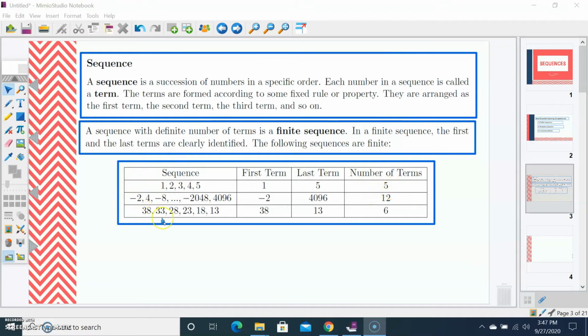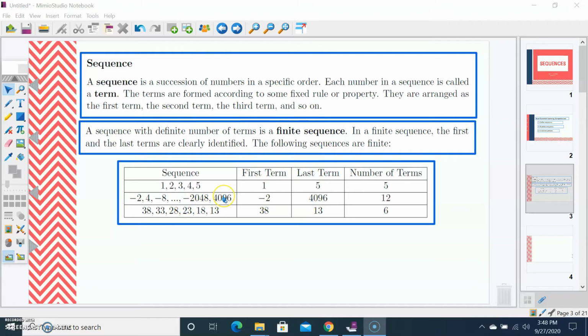And then on the second example of our sequence, we have -2, 4, -8, up to -2048. And then we have the last term, which is 4096. Again, clearly defined yung first term at saka yung last term natin. Our first term here is -2, and our last term is 4096.